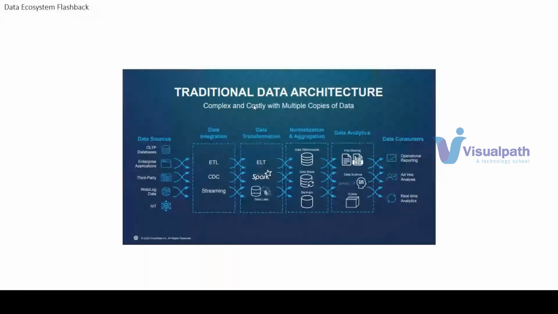Multiple copies of data, because your data is spread across all the places, but there is one thing that does not really exist, which is a single source of truth. When the data is spread everywhere like this, how can we be confident about the version of the truth? We can't count on one set of data, because with multiple sources, multiple transformations, and multiple tools, the data is not consistent throughout the organization.